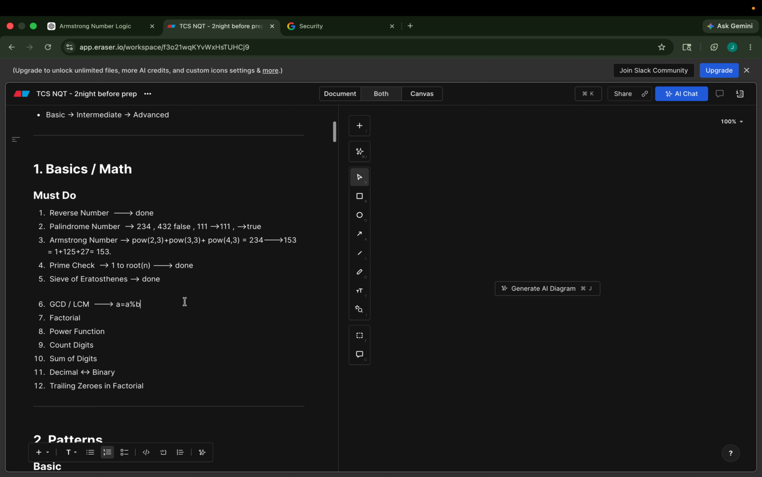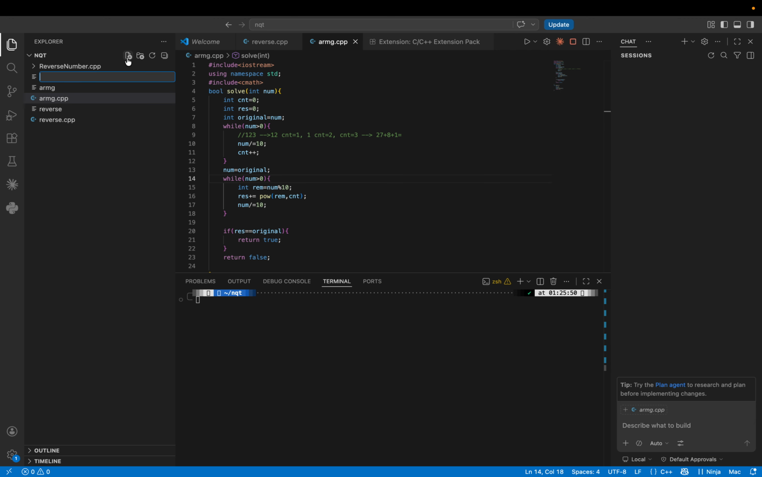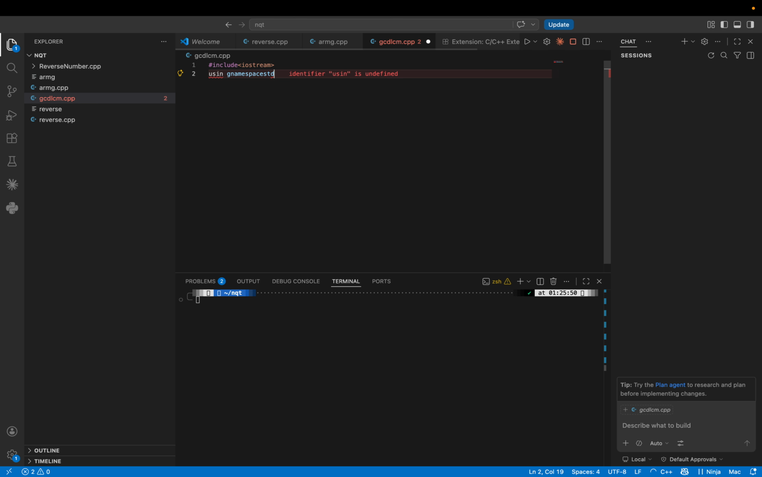Let's do this. GCD and LCM. That's CPP. Again, our hash include iostream, using namespace std, int main.